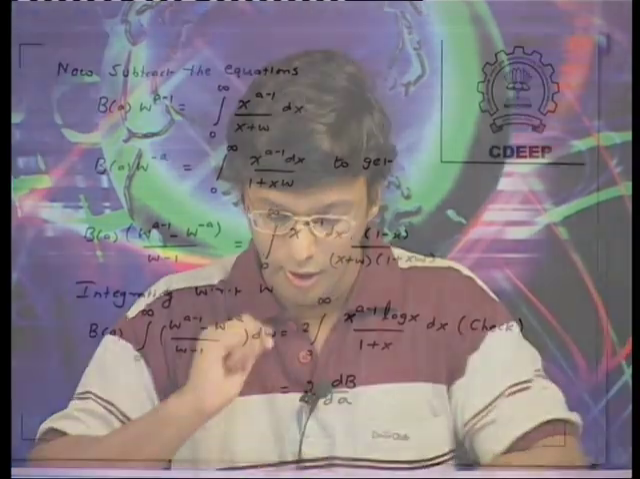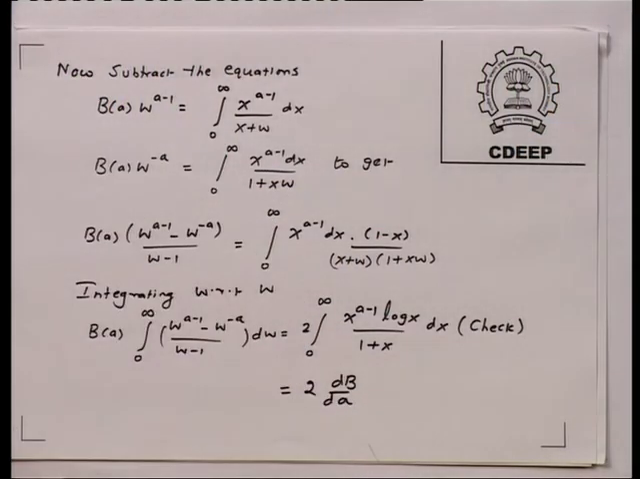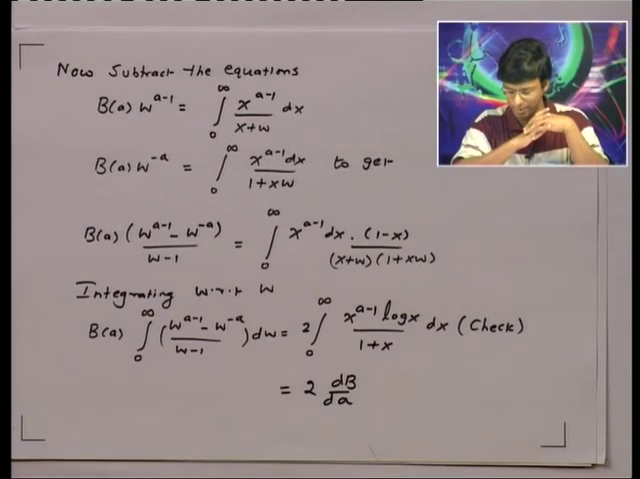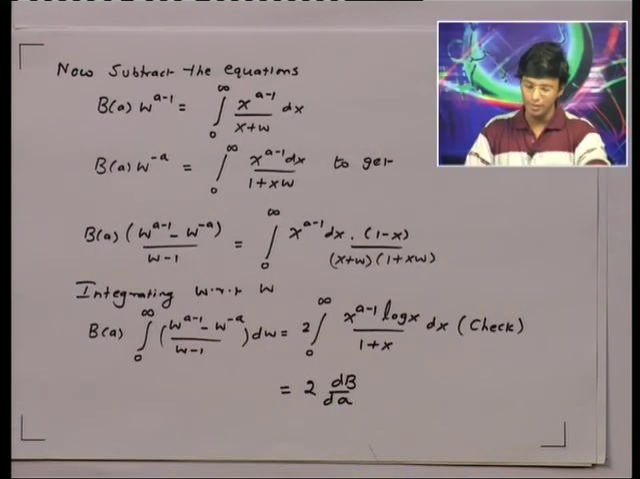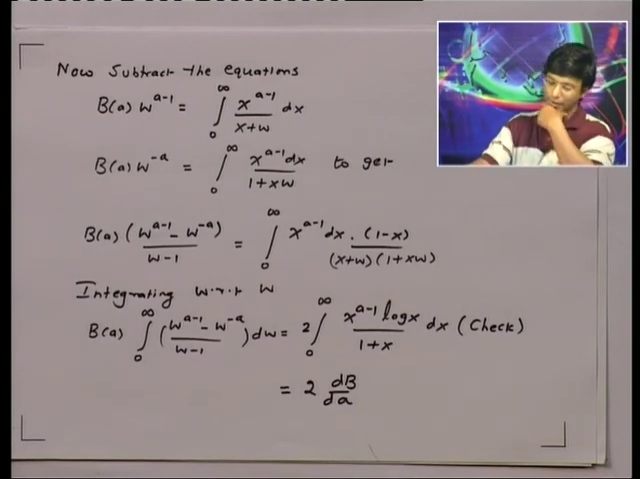Now, in this slide you again see equations 1 and 2 for your convenience. It is there in your notebook in the first two lines, no need to write it again. Subtract 2 from 1, and what do you get? You get B(a) times (w^(a-1) - w^(-a)) upon (w - 1), subtract and divide, equal to the integral 0 to infinity x^(a-1) dx times (1 - x) upon (x + w)(1 + xw).